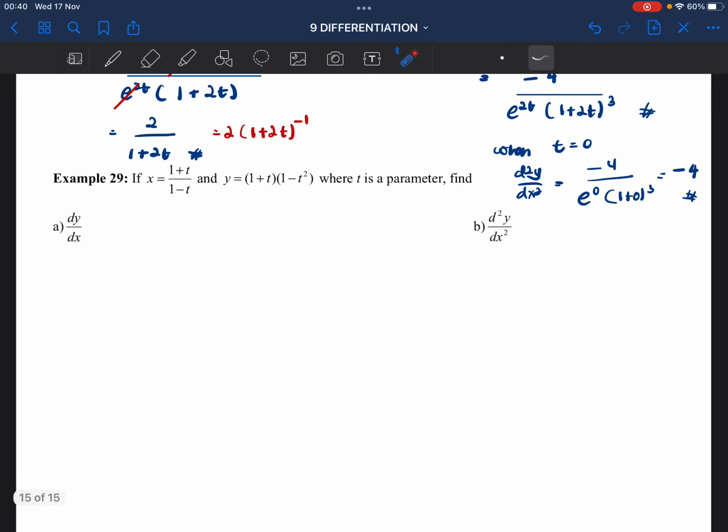Alright, so for exit ticket 27. Okay, 27, right? Yes, exit ticket 27. This is the question here. So this is going to be your exit ticket 27.